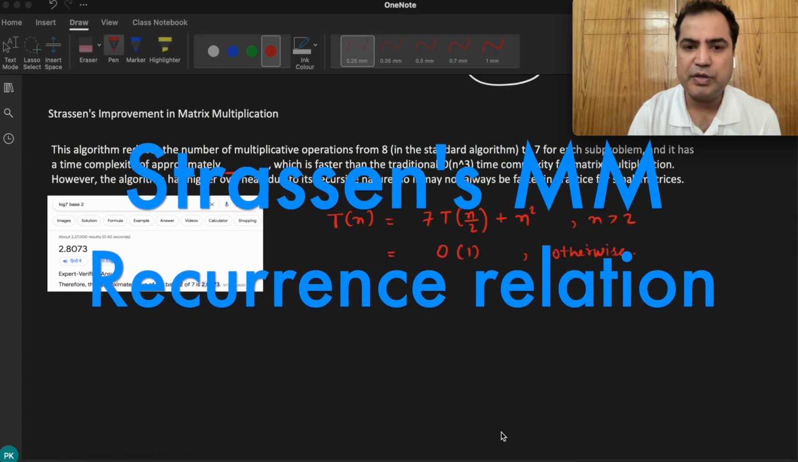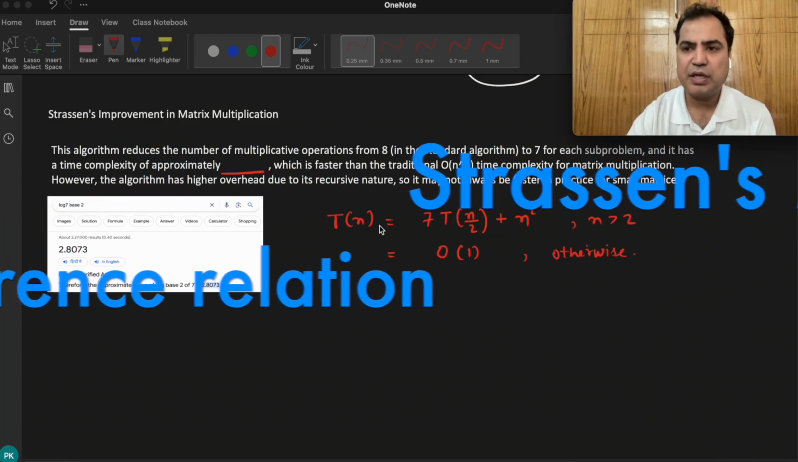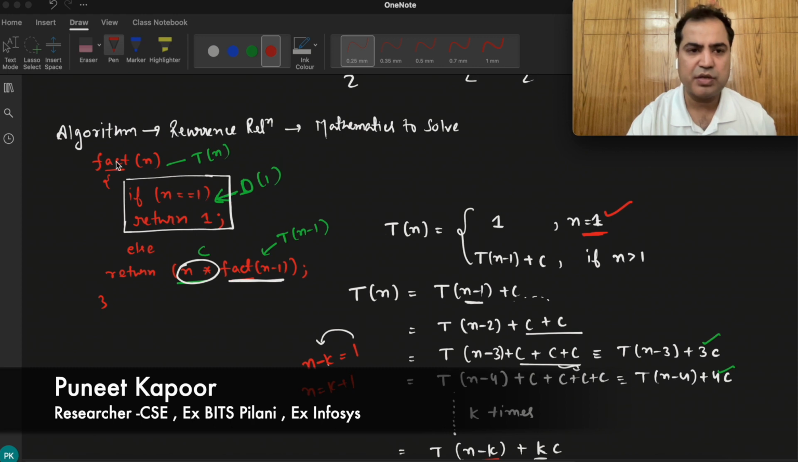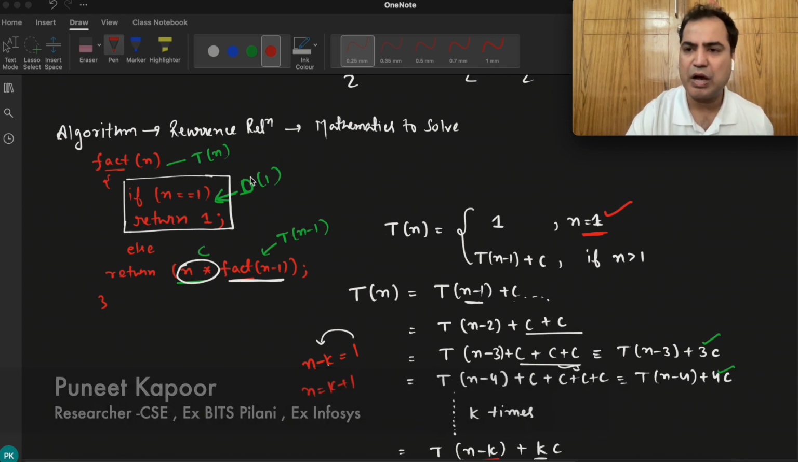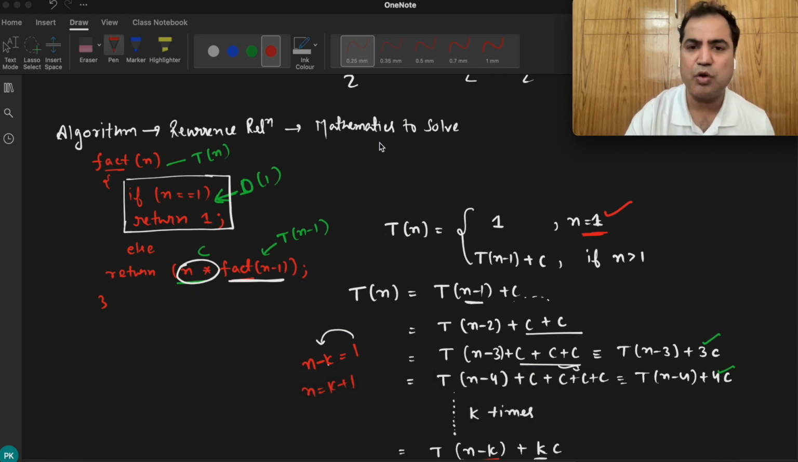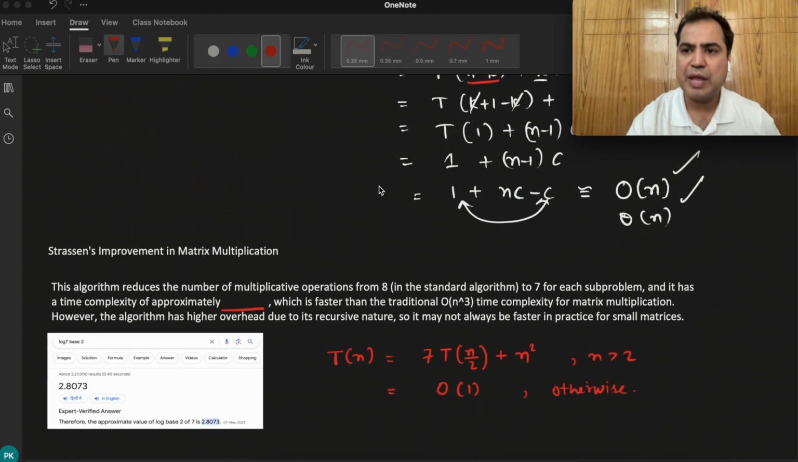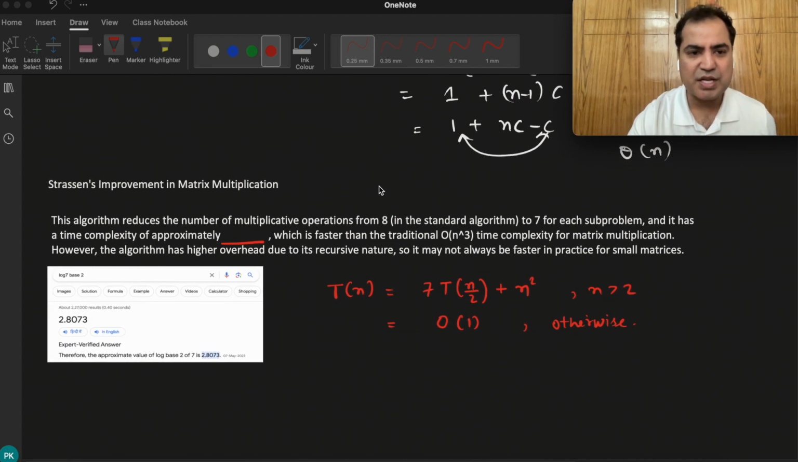Hello and welcome everyone. So we will continue the recurrence relation solving. Last time we have seen algorithm, how it turns out to be recurrence relation, how mathematically we can solve. So today I am taking a very interesting topic, that is Strassen's improvement over matrix multiplication.